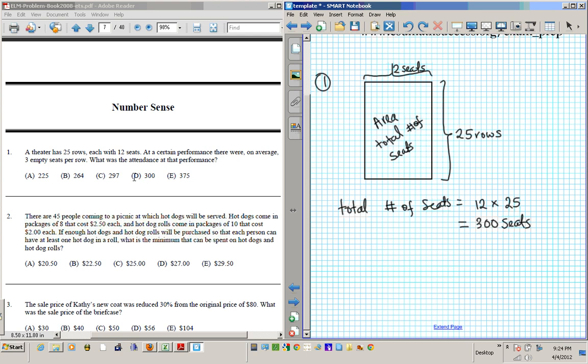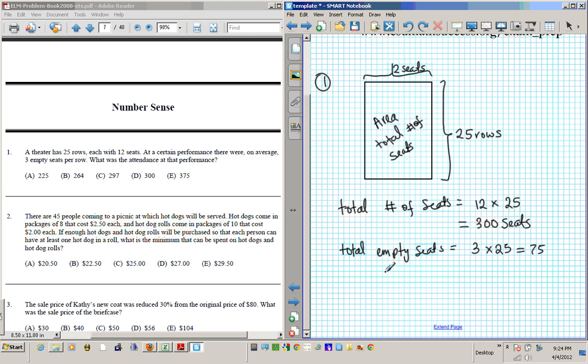You're told that there are, on average, 3 empty seats per row. So if you get 3 empty seats per row, the total empty seats is going to be 3 multiplied by the total number of rows you have. How many rows do you have? 25. So 3 times 25 will give you the total number of empty seats, because you have 3 missing for every row. So 3 times 25 is 75.